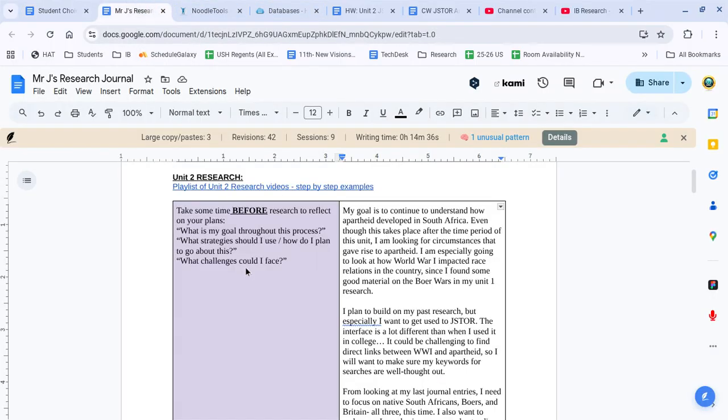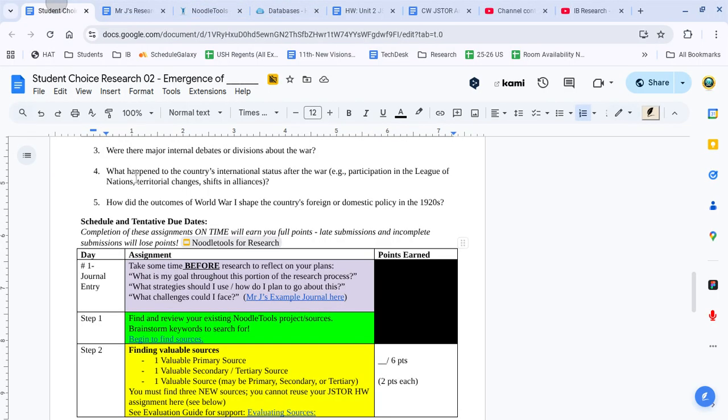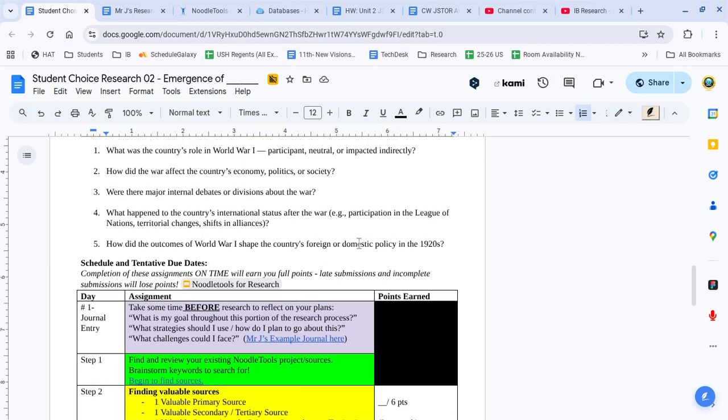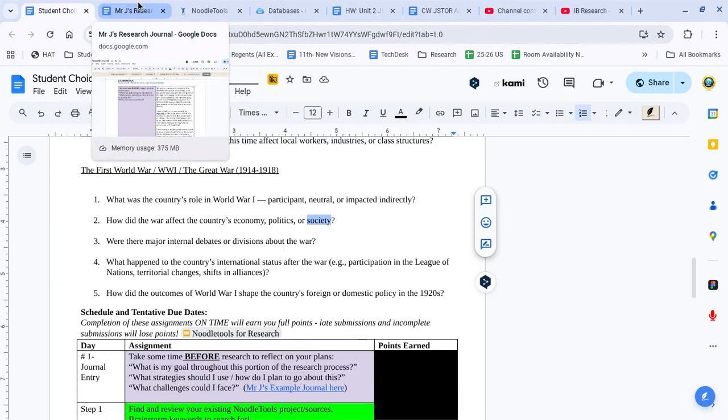My journal entry here was, I'm still doing South Africa. My goal still is not really in this time period because I'm looking for how apartheid came about in South Africa, even though that happens later. So I'm going to be doing topic 3, looking at World War I. But specifically, I'm trying to look at how World War I impacted race relations in the country. So I'm going to end up probably doing more of the domestic policy over here. How did the war affect society, right? I've already decided which of these I'm answering, even here at the very step 1.